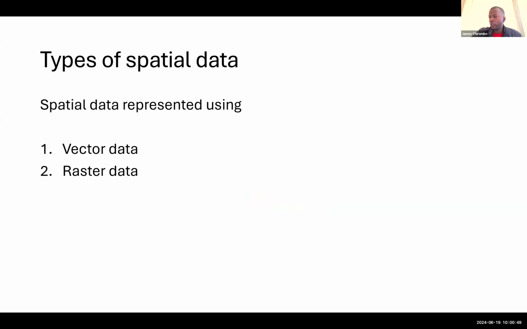Now, going back to the spatial data, mostly we talk about two types of spatial data, and this is how data are represented. We have what is known as vector data and raster data. So these are the two types of spatial data.